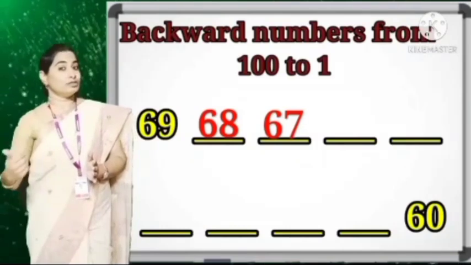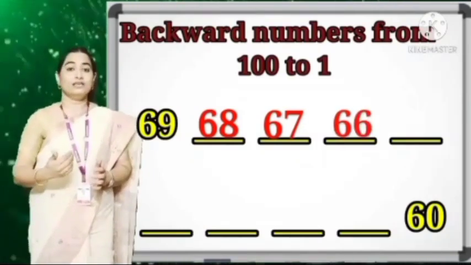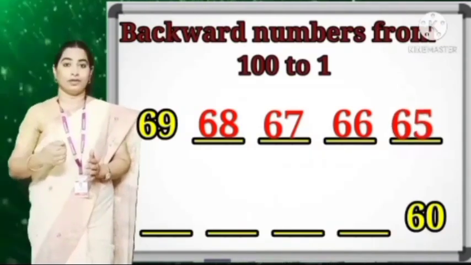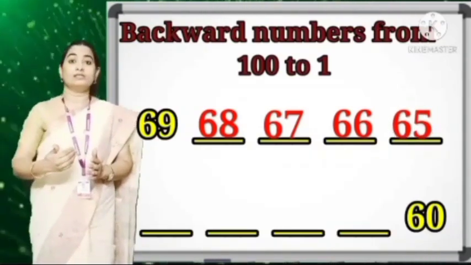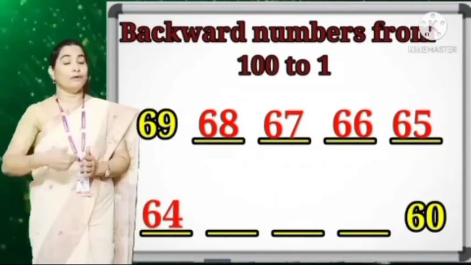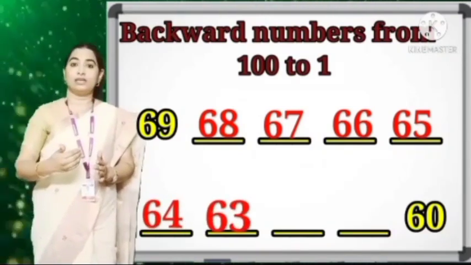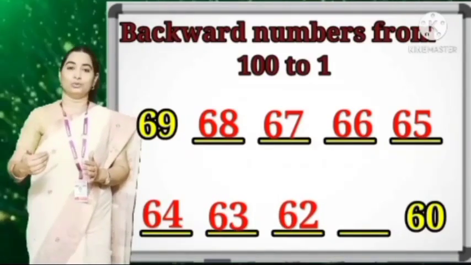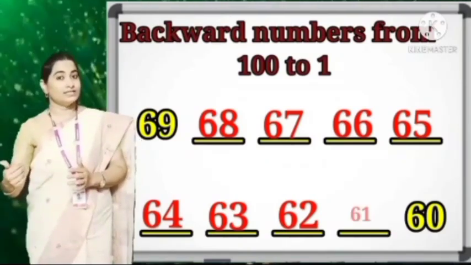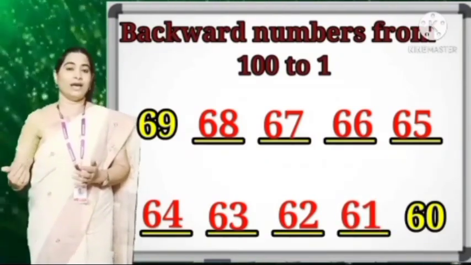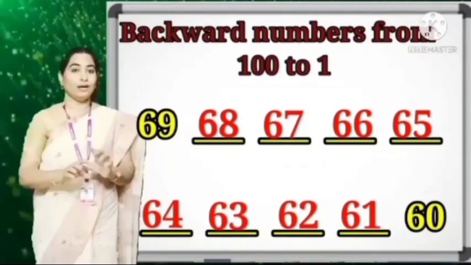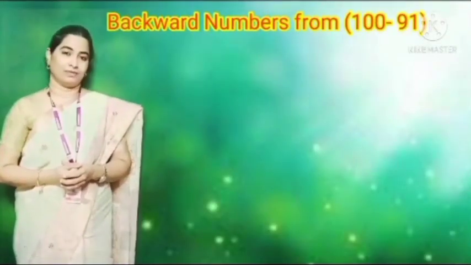Before 68, 67. Before 67, 66. Before 66, 65. And before 65 is 64. Before 64 is 63. Then 62. And next is 61. And now 60. It's already given there. And we have written the backward numbers here. And now we'll do another example.